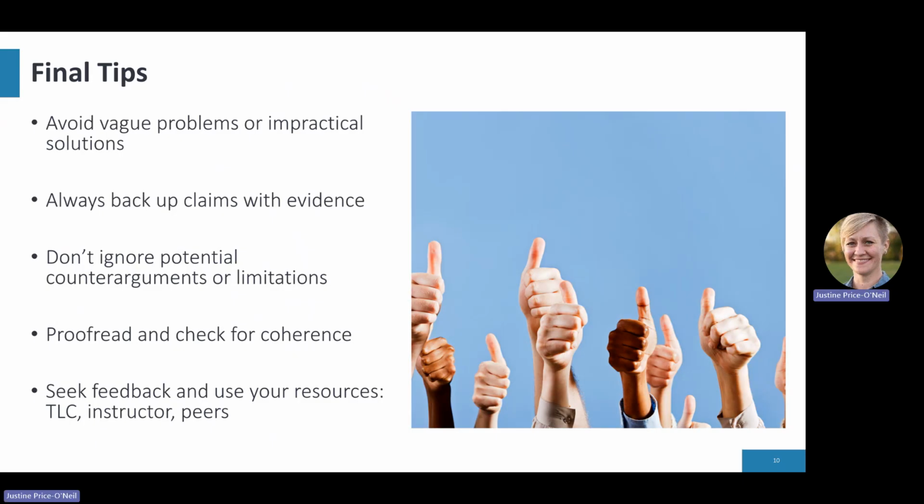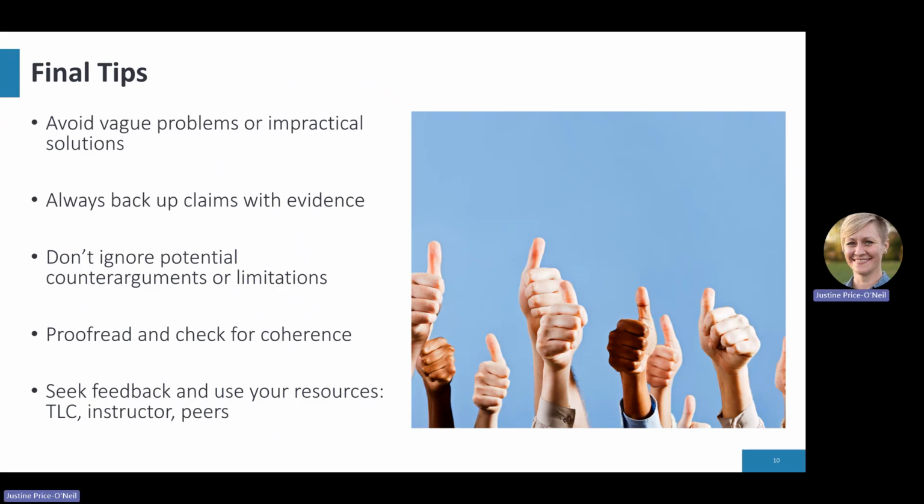Be sure to always back up your claims with evidence. So you want to support what your ideas are with details from your research. Be sure not to ignore any potential counter arguments or limitations. It's better to address those and then explain your reasoning why your point still makes the most sense.